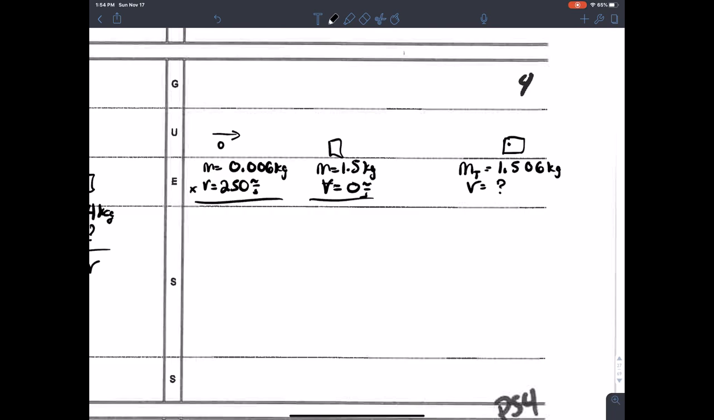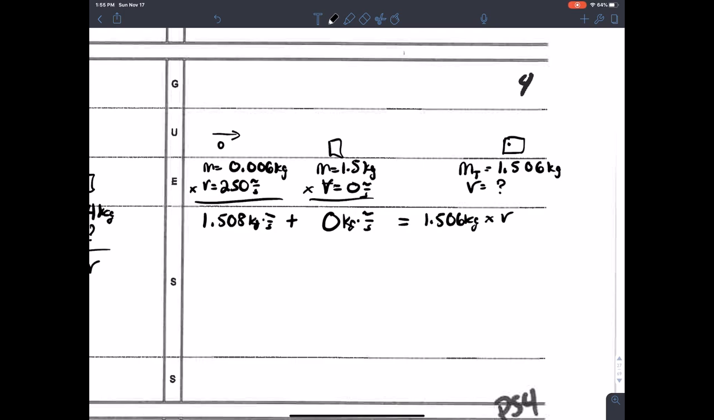Our momenta at the first, we need to figure out what the grand total is. I know the block is not moving, so the math there is pretty easy. You've got 0.006 times your 250. You've got 1.508 kilogram meter per second for the bullet. And then the block afterwards, 1.506 kilograms, is going to be moving at a velocity, but we don't know what that is.